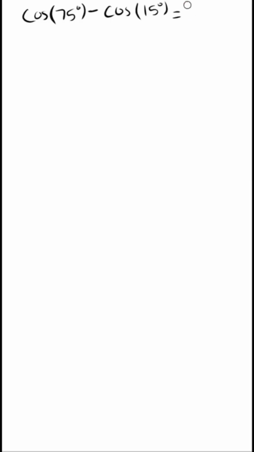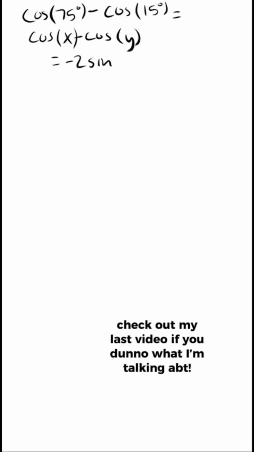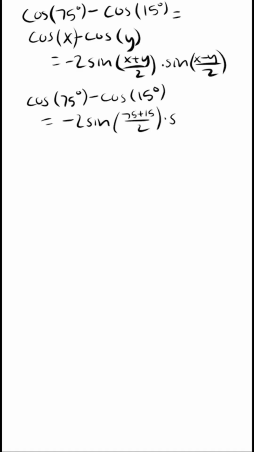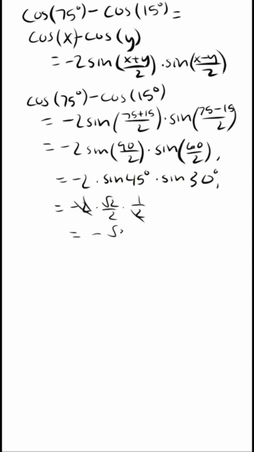Anyway, if you didn't know, last video I said I'd answer this question, cosine 75 degrees minus cosine 15 degrees, and we can use the cosine difference identity, which says cosine x minus cosine y equals negative 2 sine of x plus y divided by 2 times sine of x minus y divided by 2. Plugging this in, we get negative 2 sine 90 divided by 2 times sine 60 divided by 2, which is negative 2 times sine 45 times sine 30, which ends up being negative square root 2 divided by 2.